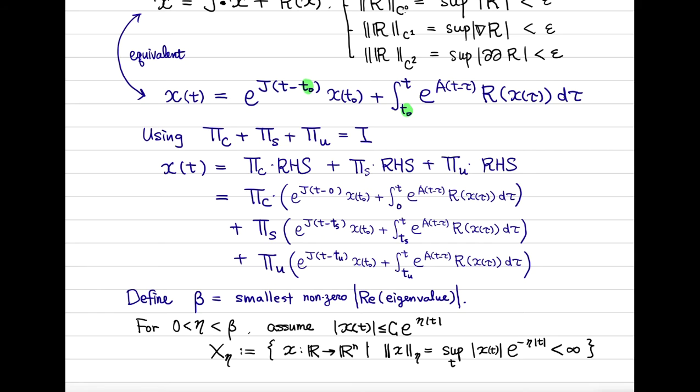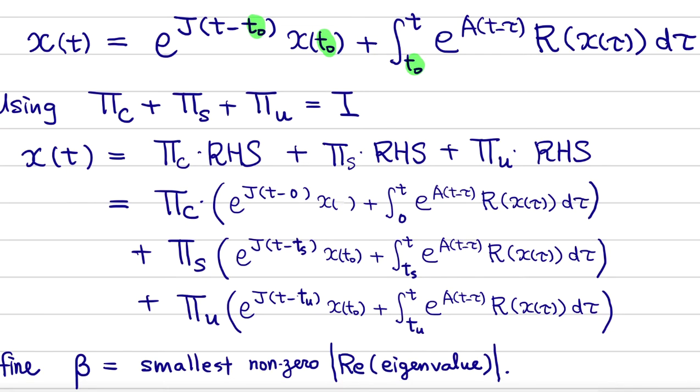Oh, by the way, I didn't color the t naught here, so this t naught has to be 0, this t naught has to be ts, this has to be tu, this is ts, this is tu.